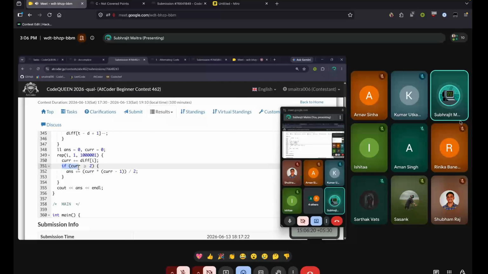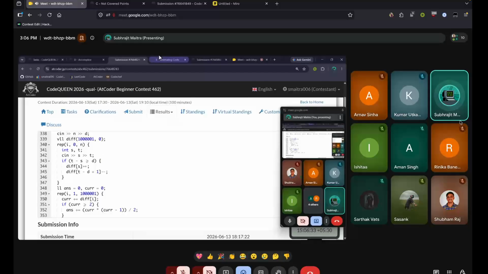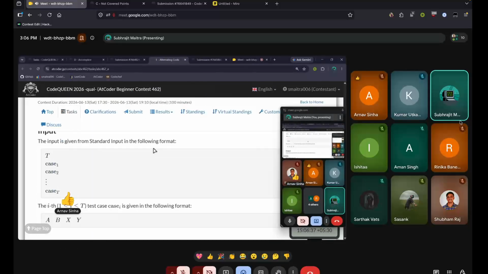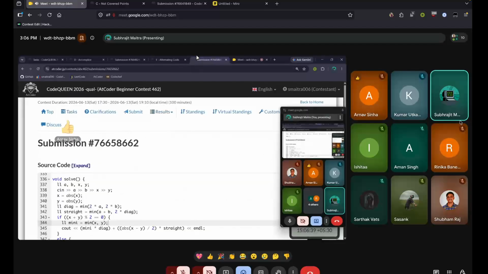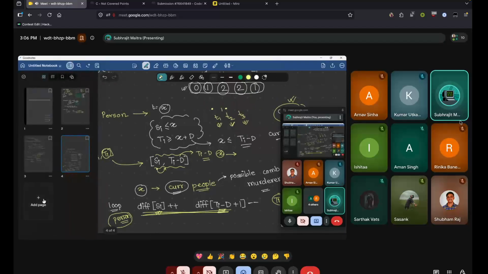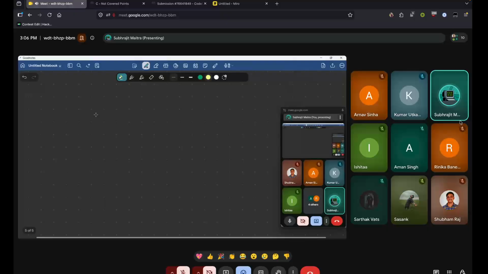Then we see if our current is greater than or equal to 2, then in the answer we add current C2, and finally we return the answer. This was the entire approach of question number D. So is question number D clear? Then I'll move on to question number E. Okay, so let's go to question number E, and I guess you will feel question number E is easier than question number D also.